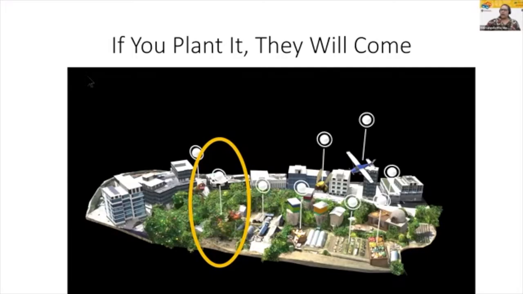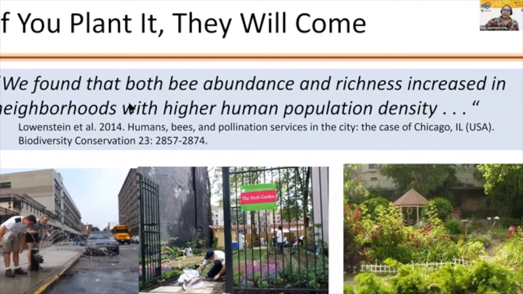Getting near the end here, I think this is the fourth pin. If you plant it, they will come. Hopefully I've convinced you that small spaces can be diverse, and in this next couple of slides, I want to convince you that even in a small space, you can make a positive difference for biodiversity. This particular study that I cite here, Lowenstein et al., Humans, Bees, and Pollination Services in the City, the case of Chicago, Illinois. When I read what they did and what they found in the study, I literally started jumping up and down in my office and running through the hallways, trying to get people to recognize my joy.